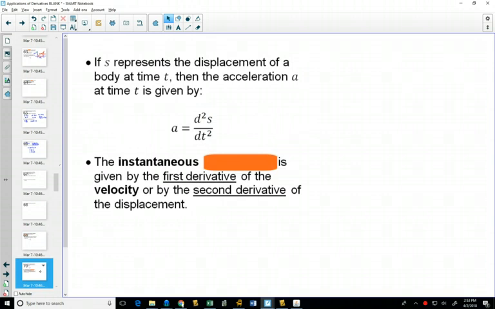And we could write it as the second derivative of your displacement equation. So acceleration is the first derivative of your velocity equation. It's the second derivative of your displacement equation. This is cool.